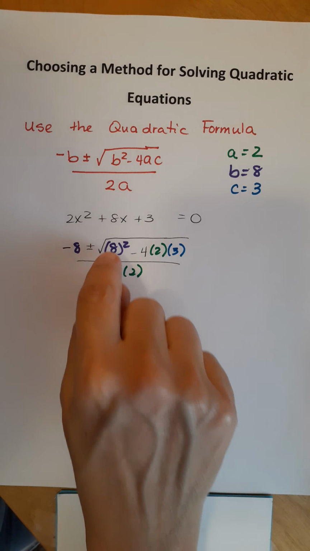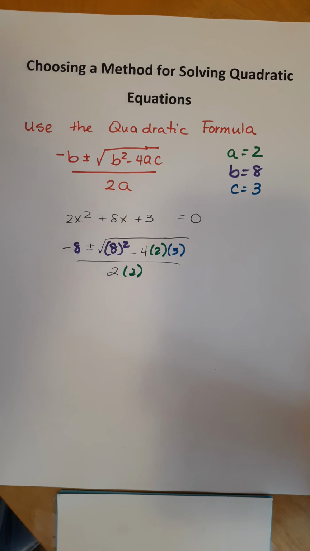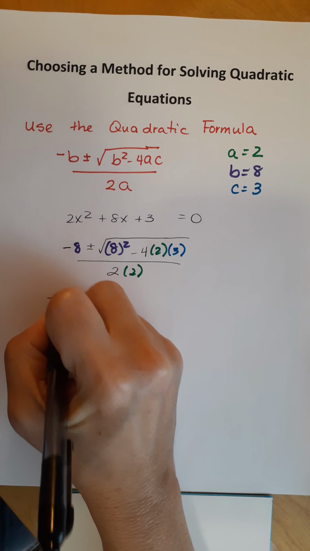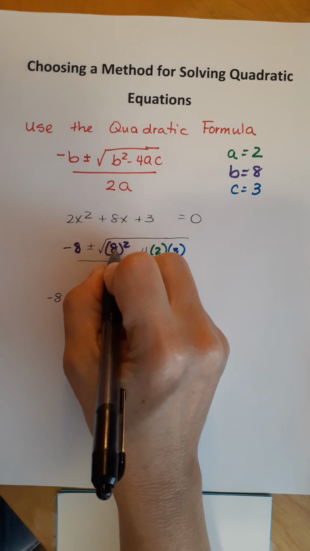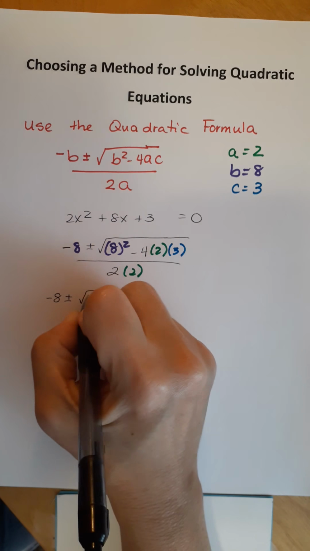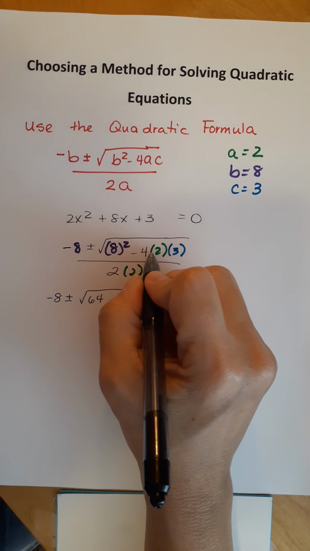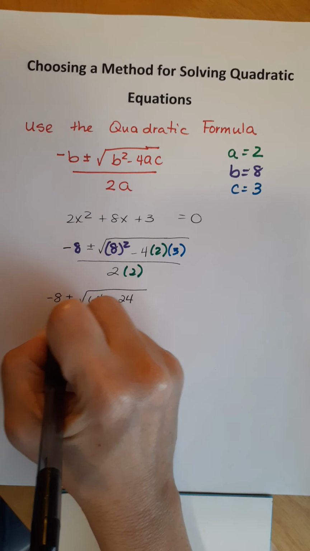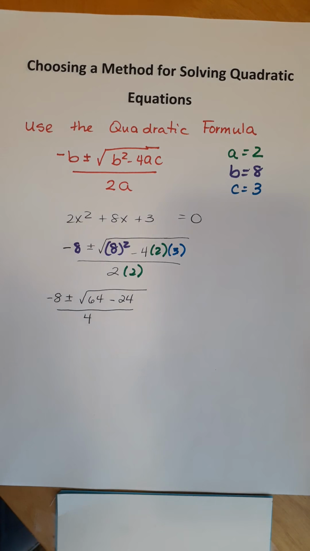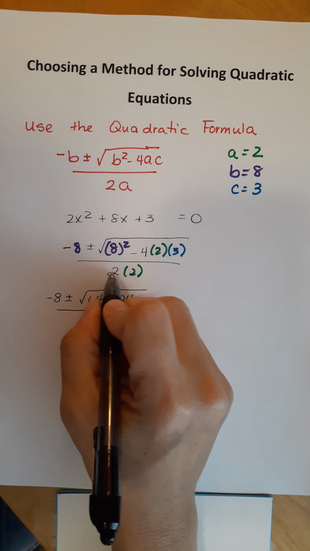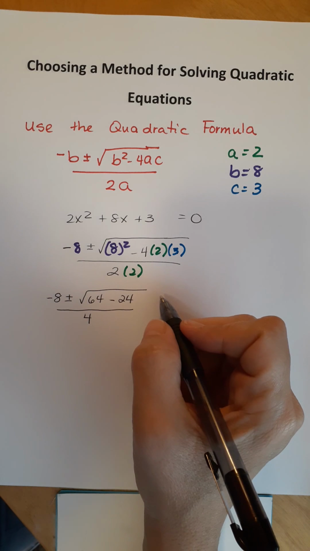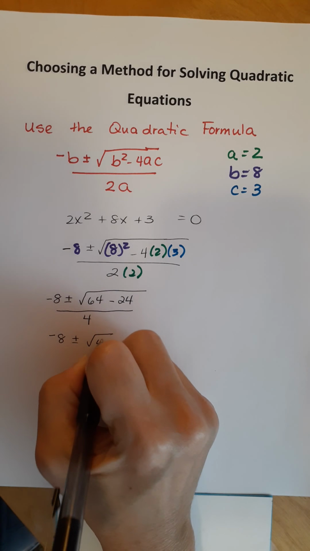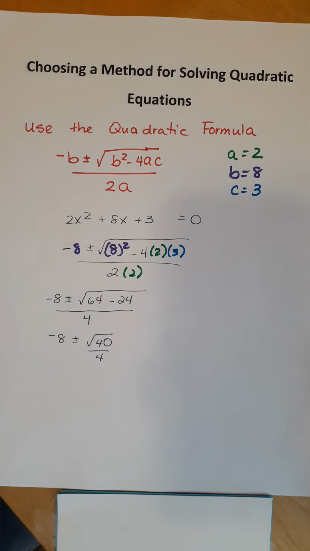All right, let's simplify this. We're going to start with what's inside the square root. Okay, so I'm going to change this to black. Negative 8 plus or minus 64. 8 times 8, 8 squared is 64, minus 4 times 2 times 3, that's 24, all over 4. 2 times 2 is 4. 64 minus 24. Negative 8 plus or minus the square root of 40, divided by 4.